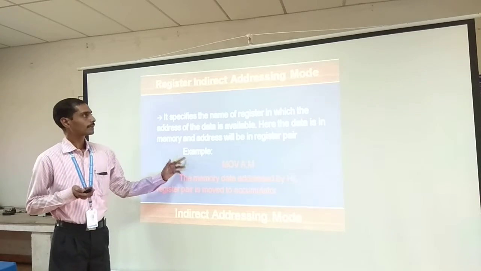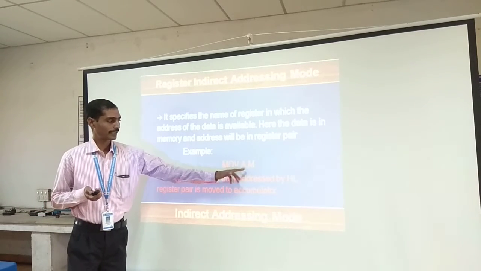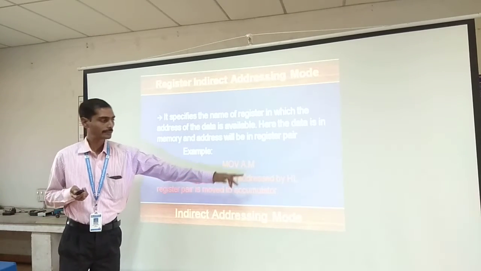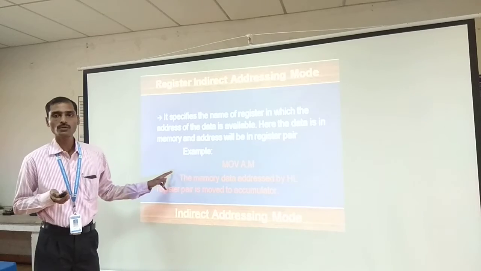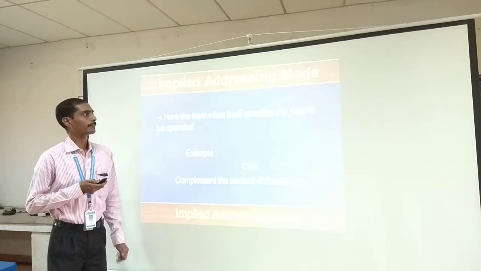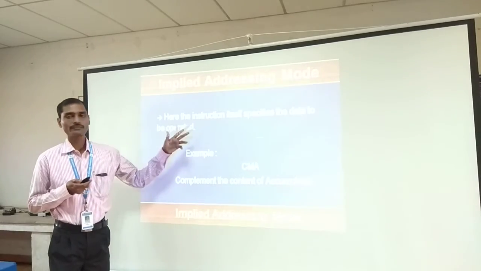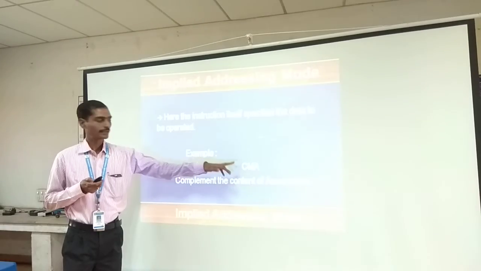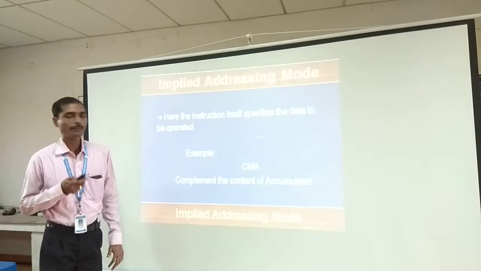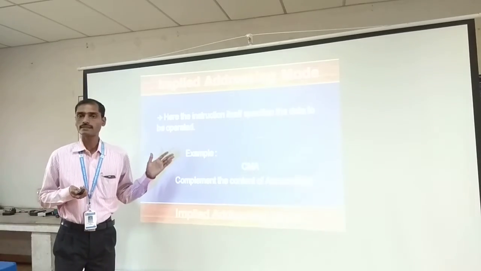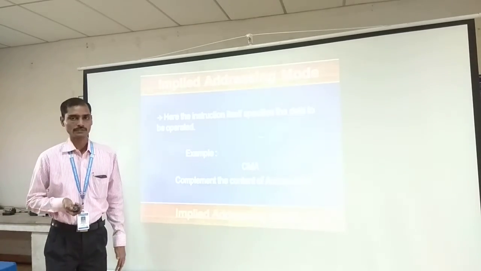An example for this addressing mode is MOV A, M. Here M is the temporary memory, that is, the memory data addressed by the HL register pair will be moved to the accumulator. The next addressing mode is implied addressing mode. This instruction specifies the data to be operated on implicitly. Example, CMA. The abbreviation for this is complement the content of the accumulator. And one more instruction, HLT, which halts the program execution.